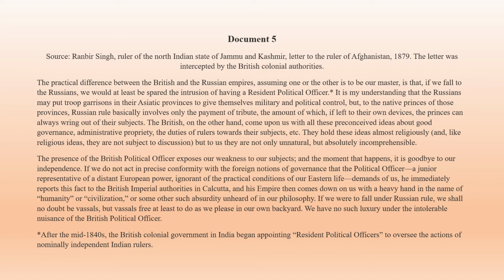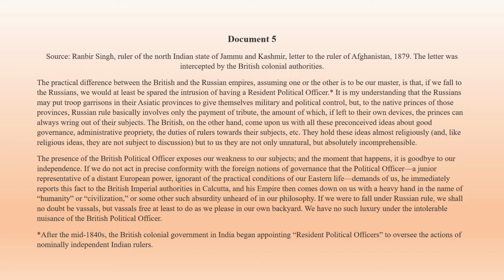Okay, document 5, last one, okay? So this is a ruler in the north, a letter to the ruler of Afghanistan. This document's really interesting, but read the last part of this. It's toward the end of the timeline, so it's after the Sepoy Rebellion. So this would be when the BEIC is gone and the British are now directly controlling India through a viceroy, right, or as directly as they've been, okay?